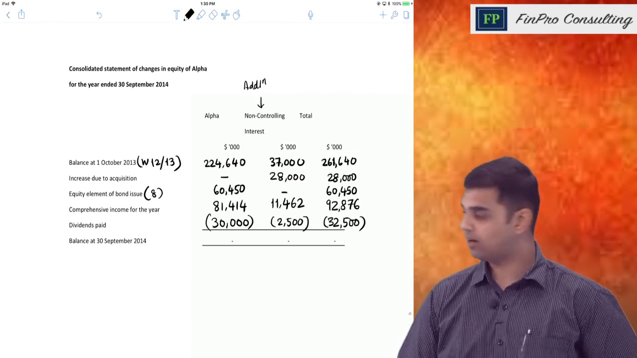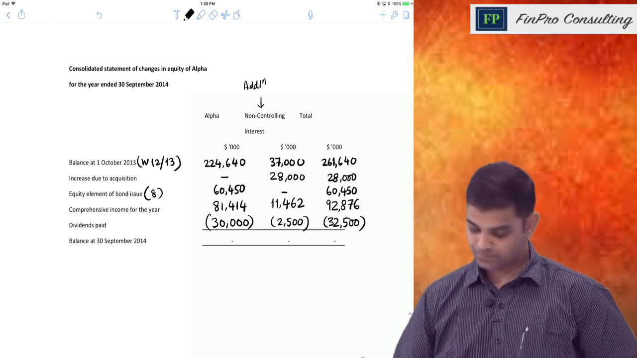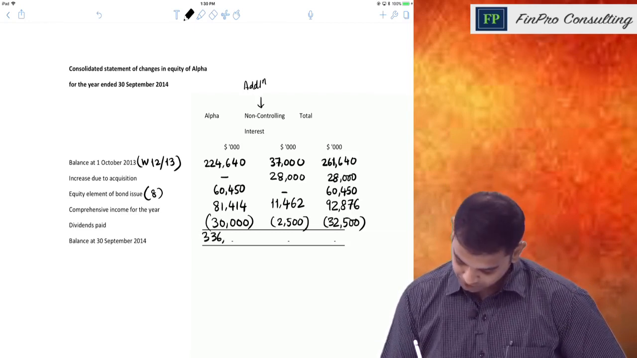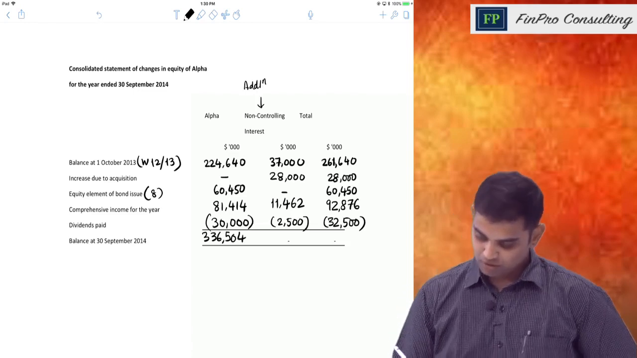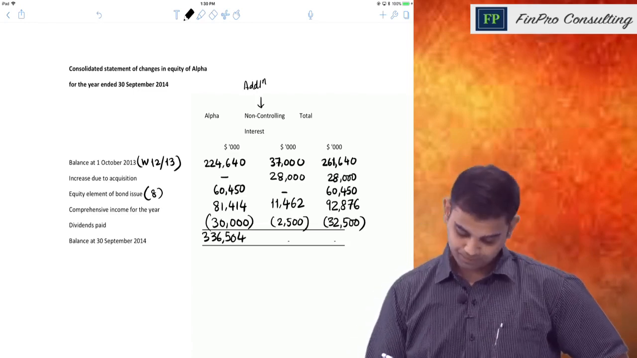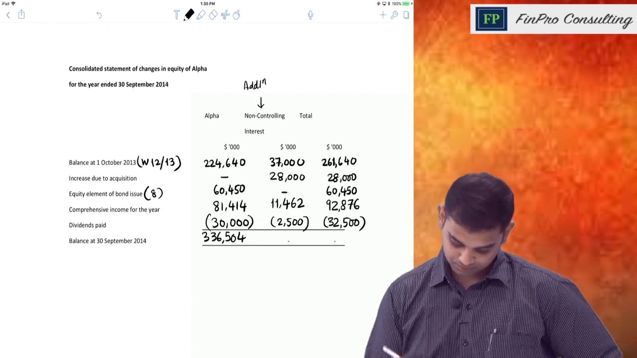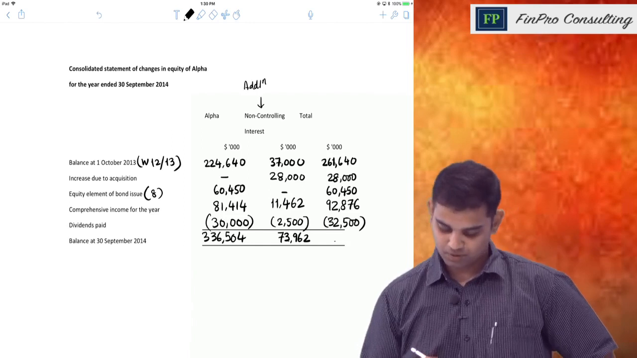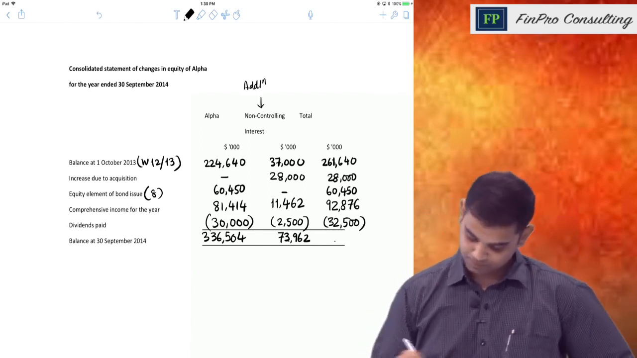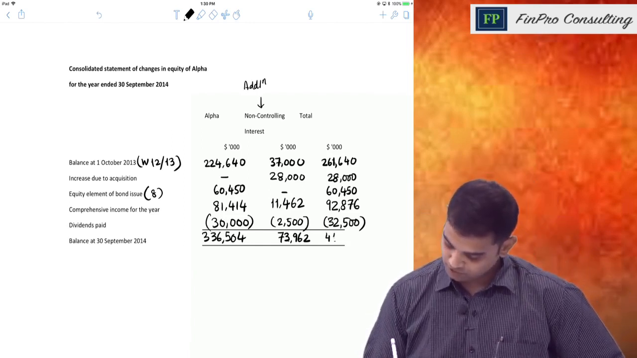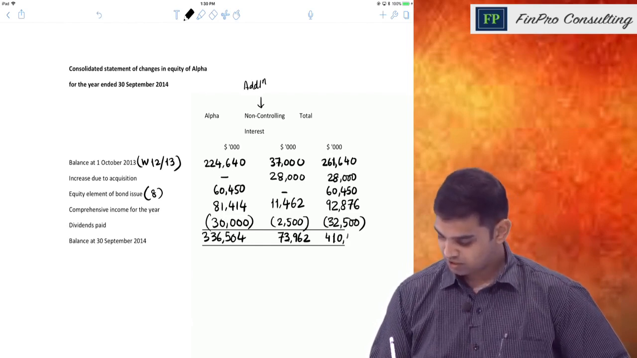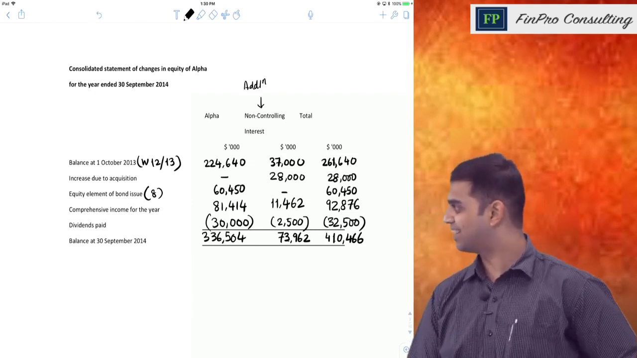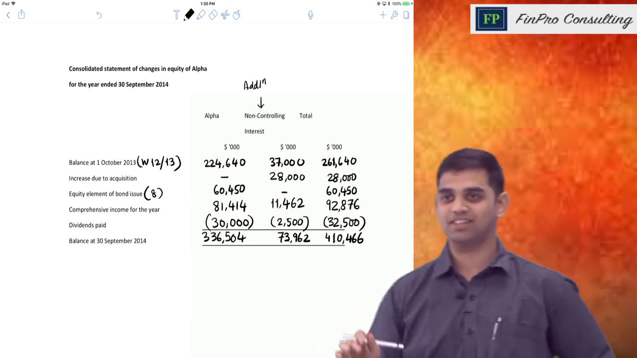Now take the vertical totals and the problem ends there. So what is alpha's amount? 336,504. Non-controlling interest 73,962, and total equity 410,466, and then you get the remaining 8 marks after writing this 410,466.